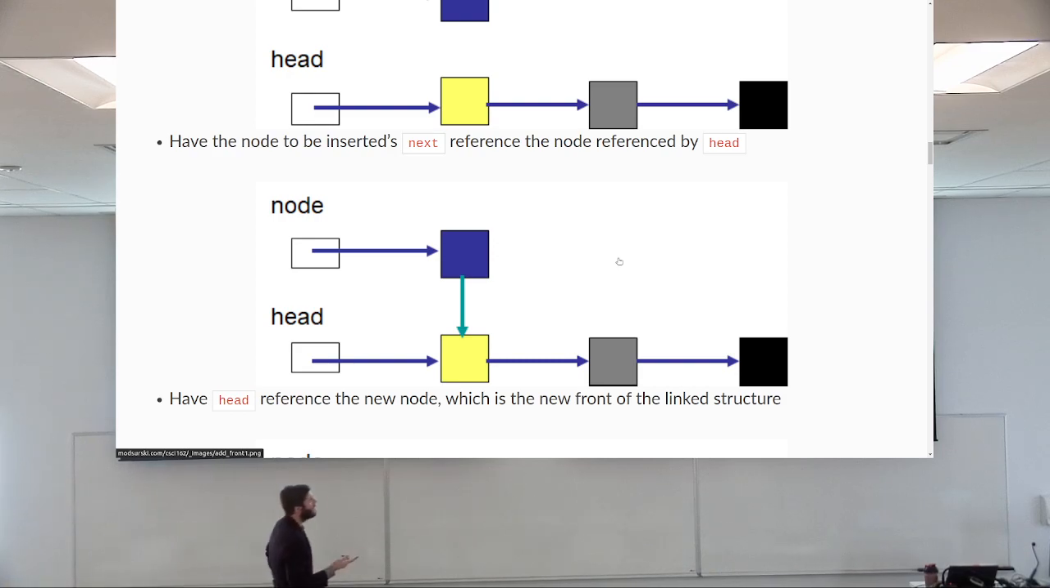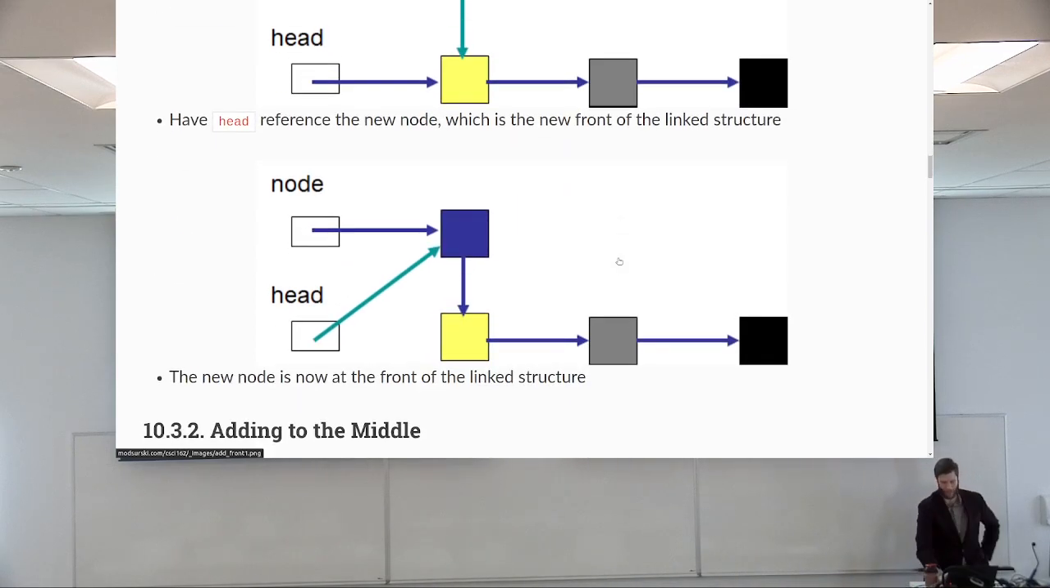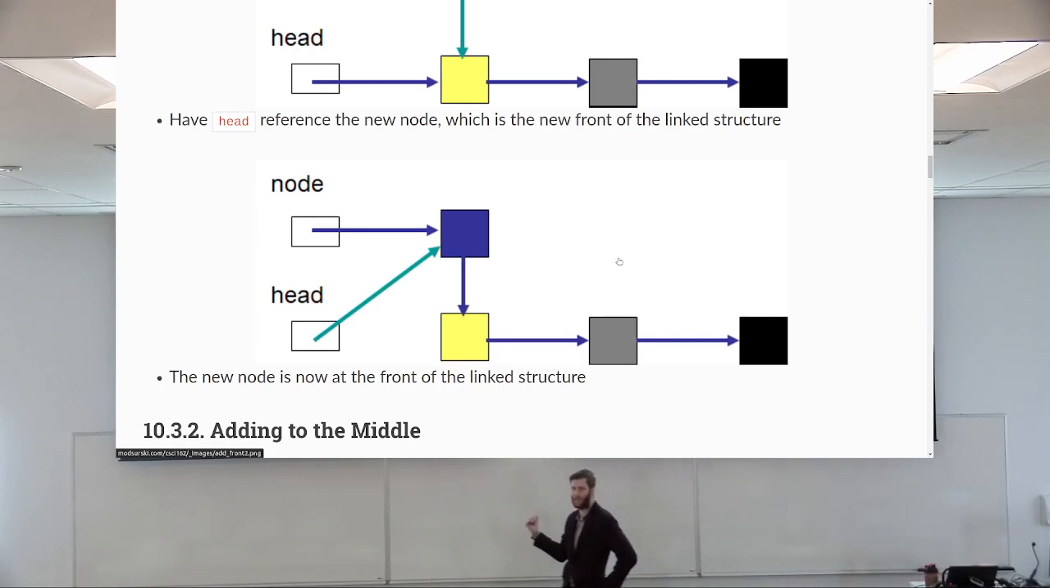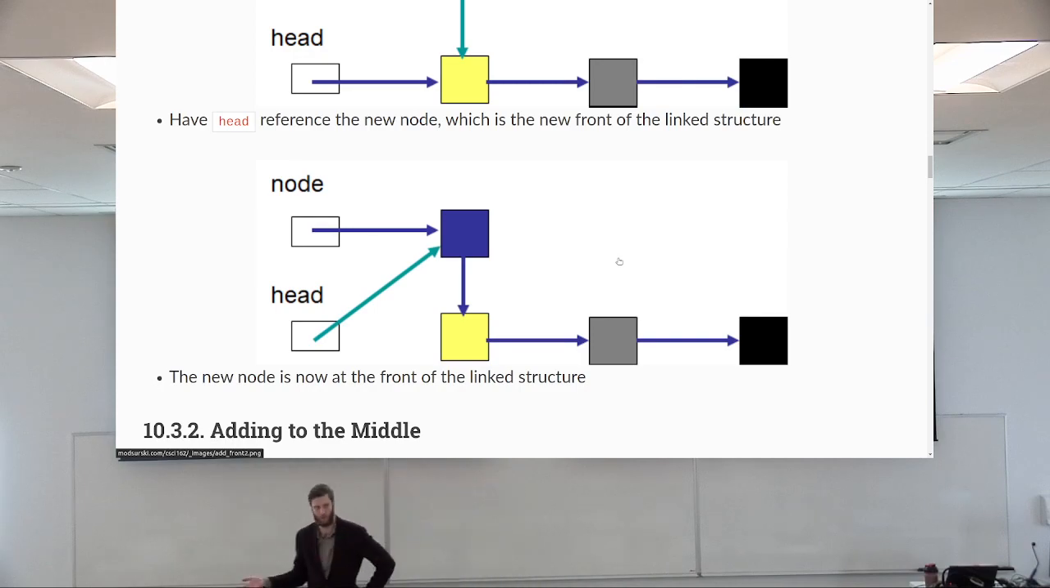Then I say head, you now reference what node references. Like that. Now, if I ask you what the head of this link structure is, what color is it? Blue. Why? Well, because it's pointing right there. It was yellow a moment ago, but we just inserted something to the front.